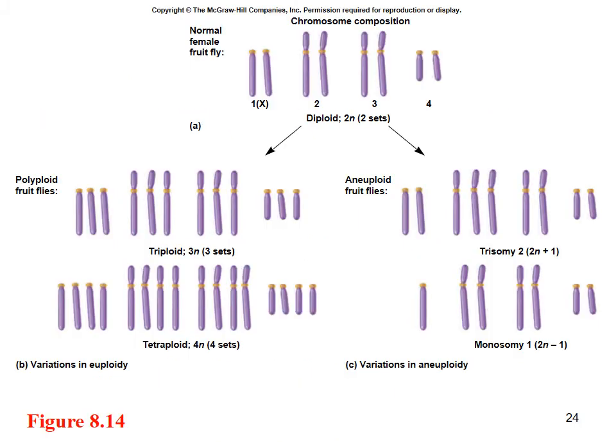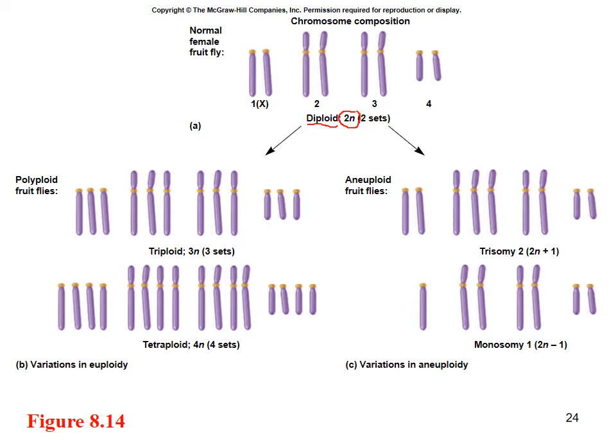So for instance, right over here, let's say we are looking at a fruit fly. In the wild type, we see that it's a diploid organism, and each chromosome, as you can see, comes with 2 sets, because it's diploid, 2N.